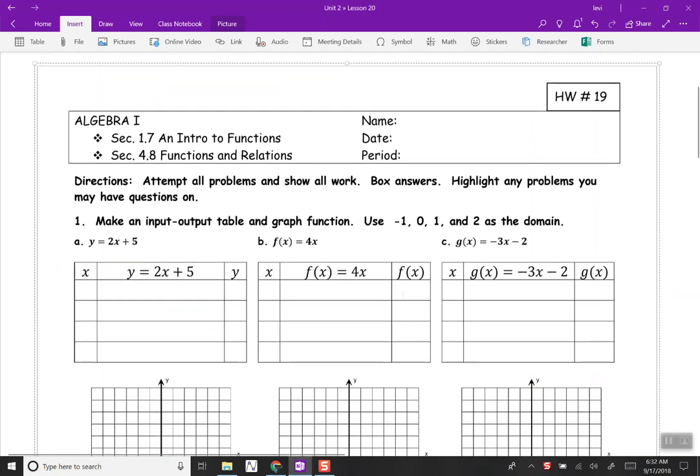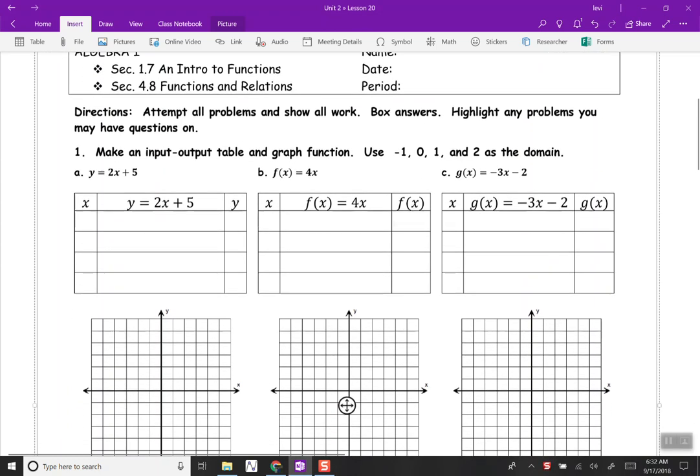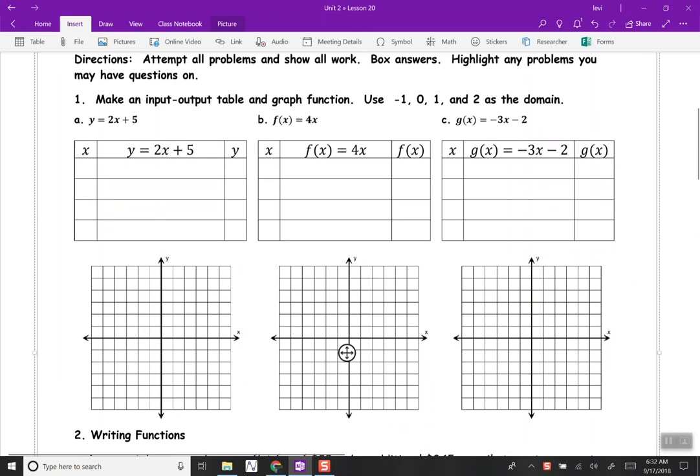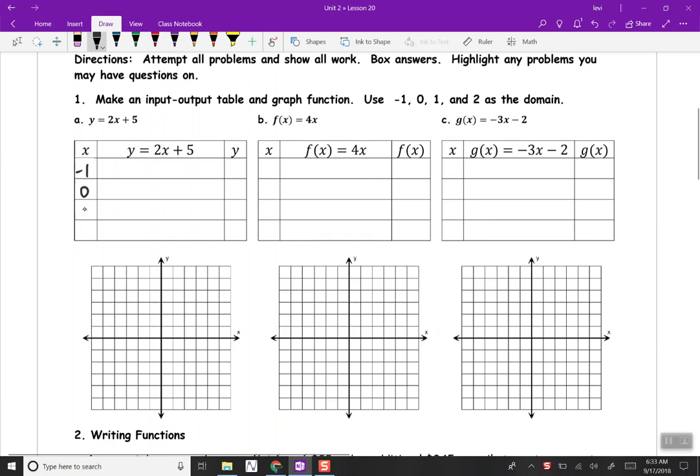This is homework 19, intro to functions and relations. Make an input-output table using -1, 0, 1, and 2 as the domain. So we're looking for -1, 0, 1, and 2 to substitute in for our x value. So we're going to say y equals 2 times -1 plus 5. Well, 2 times -1 is -2, plus 5 equals 3.